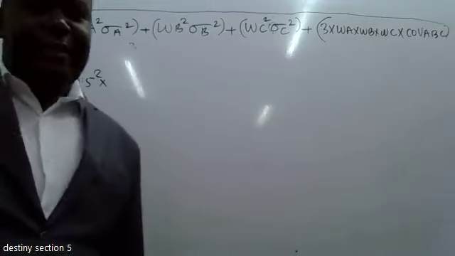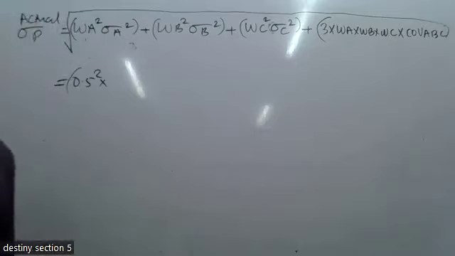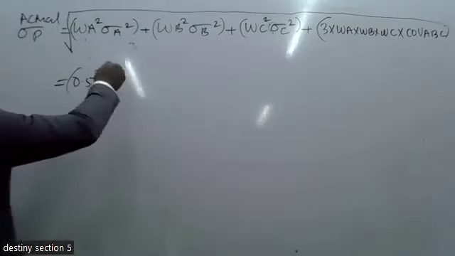Standard deviation for A is coming to which figure? Sorry? 9.35. So you confirm online. So we square to get the variance.